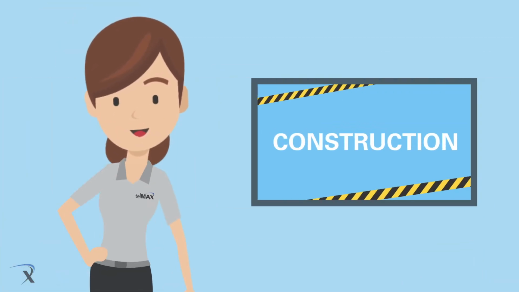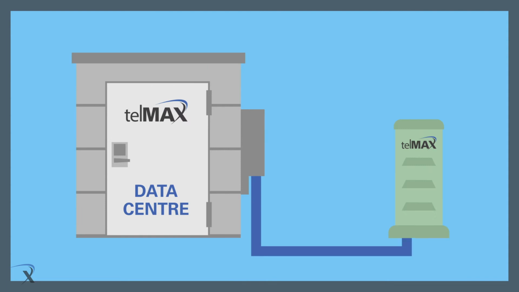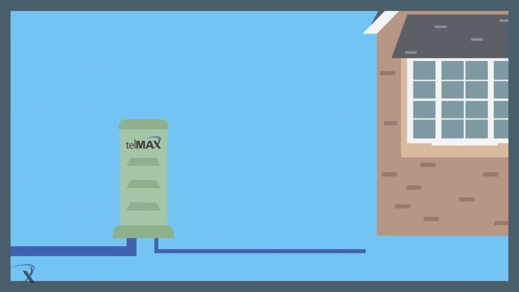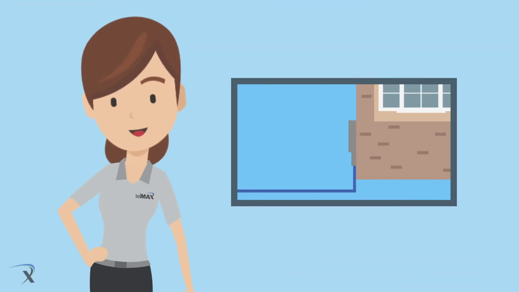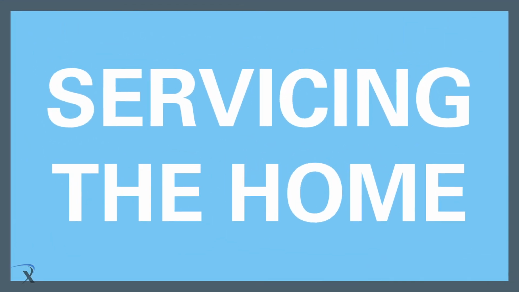Next comes construction. This includes running the fiber through the physical infrastructure and bringing it up to your lawn. Hidden underground, the fiber is pulled to the side of your house and coiled up into a small gray telMAX box. The third step is servicing the home.